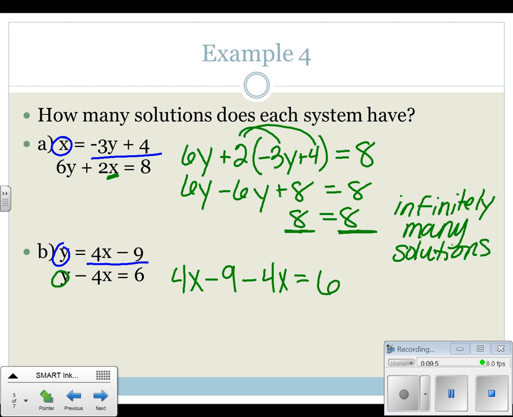Well, right here, 4x minus 4x is 0. I'm left with negative 9 equals 6, which we know isn't true. So this is a kind of problem where no matter what you put in for x or y, it will never be true. This is one of those where they're not the same line. They don't have anything in common. They will never cross. So this is no solution.